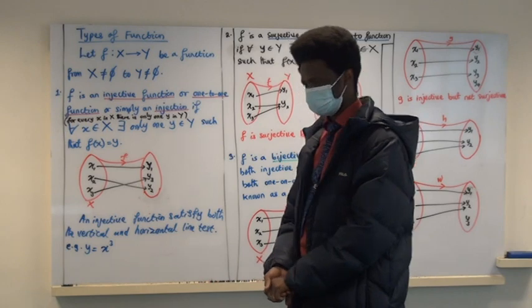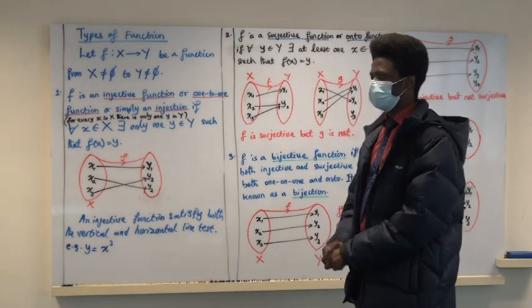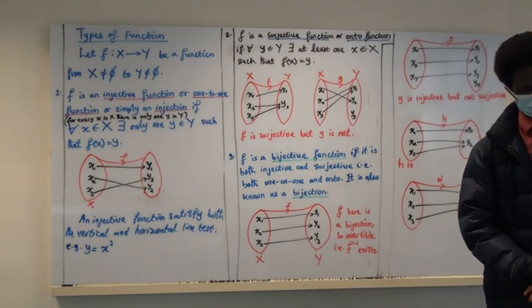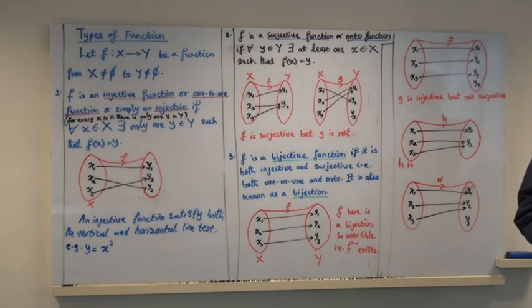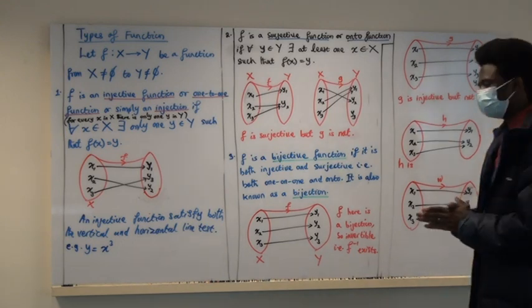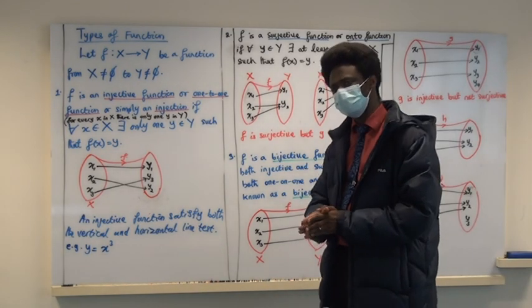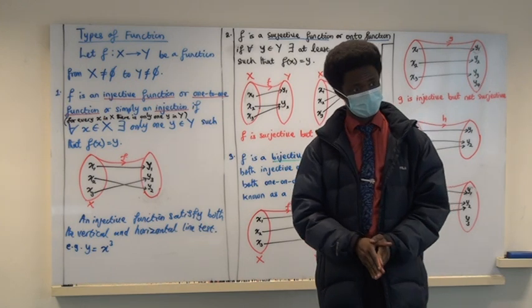Types of function. The basic ones we're going to talk about today are these three especially: the injective function, the surjective function, and the bijective function. And they're kind of related. The reason I'm mentioning this is because the next thing we want to do is the inverse of a function.